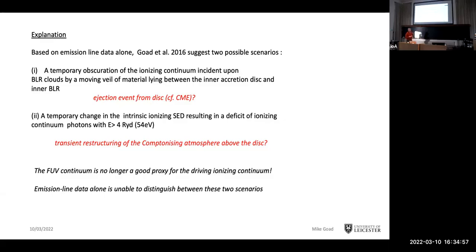Or we suggested that there may have been an ejection event from the disk. This would have to lie interior to the BLR. So we have a temporary screen which comes up, blocks the light going to the BLR, in such a way that the 1 Rydberg continuum basically goes through, largely unaffected, but the 4 Rydberg continuum is significantly depleted, and causes the ionization lines to drop in flux. So those were our suggestions.